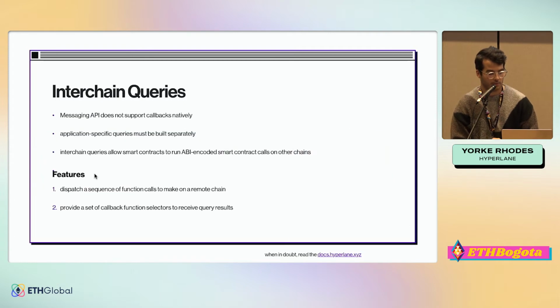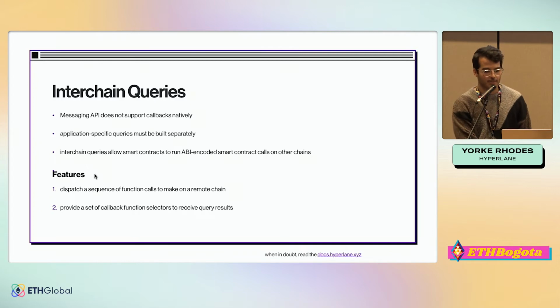And so we wanted to build out this interchain query system that just lets you read remote smart contract state on other blockchains. Just like a super simple API. Now that we have this on any Hyperlane supported chain, this becomes accessible to any smart contracts.